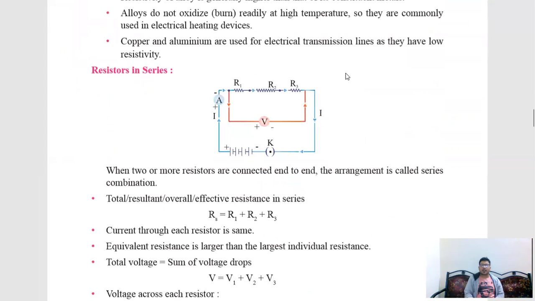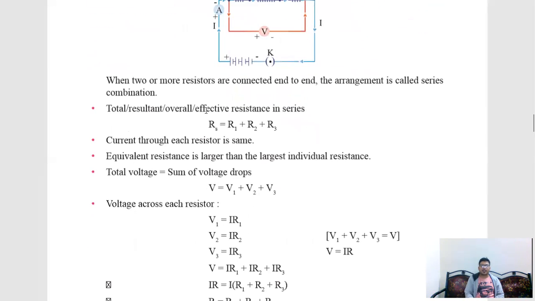Simple concept. If you are connecting, combining, merging devices side by side, arranging them side by side, so take one resistor, second resistor, third resistor, like that. If you are arranging them side by side, this is called series connection. Series connection formula is, guys, I am not going very deep. It is R is equal to R1 plus R2 plus R3.